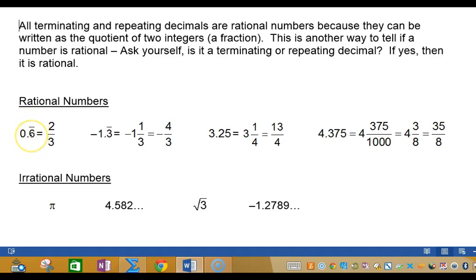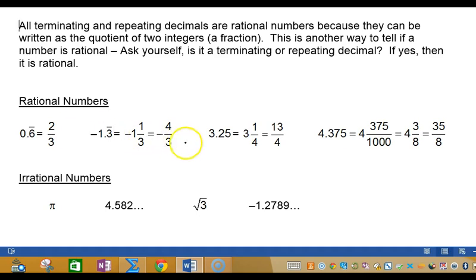0.6 repeating can be written as the fraction 2/3. Negative 1.3 repeating can be written as the mixed number negative 1 1/3, which we can then turn into a quotient of two integers by multiplying 3 times 1, which is 3, plus 1, which is 4. So that's the same thing as negative 4/3. Those are examples of repeating numbers, which will always be rational.